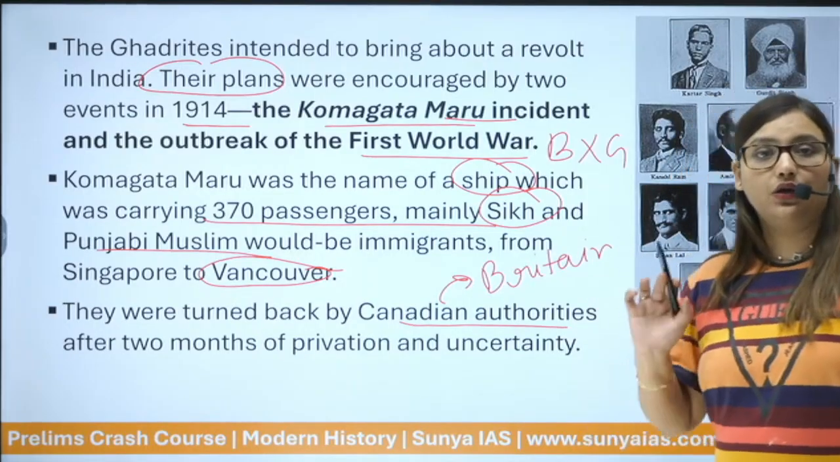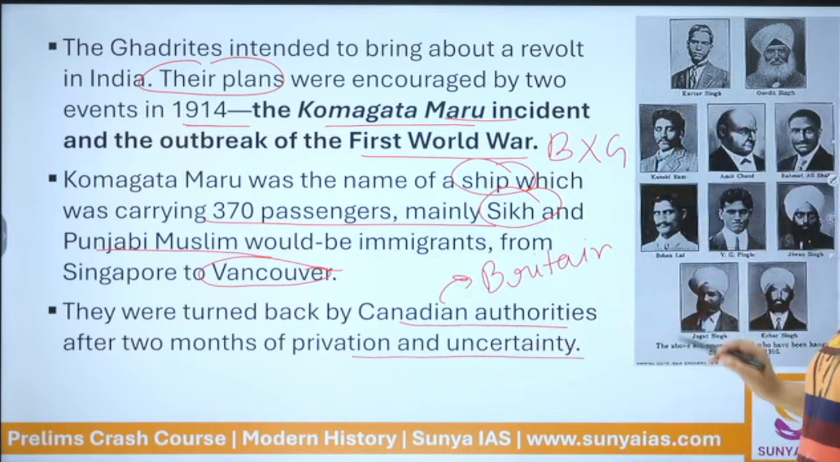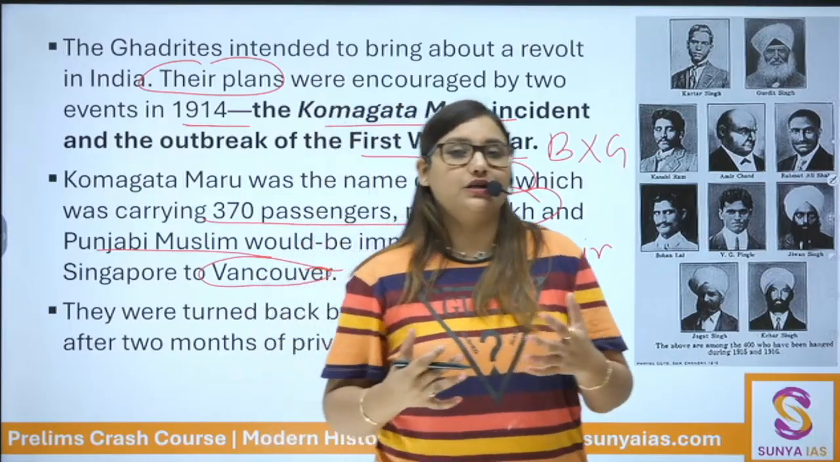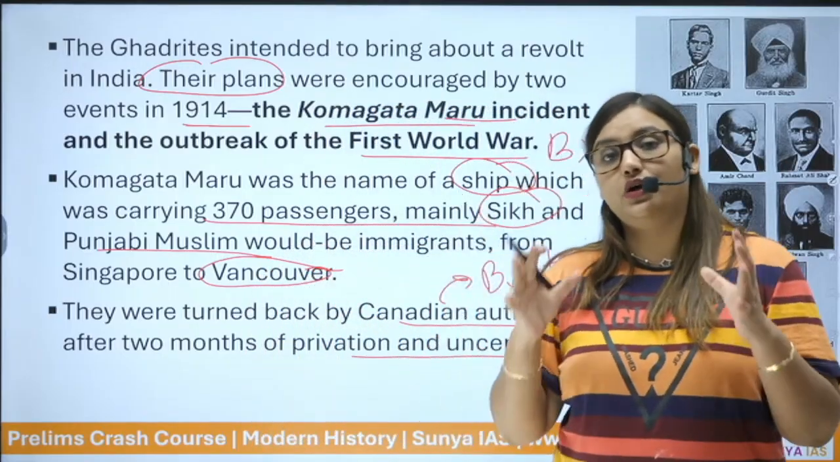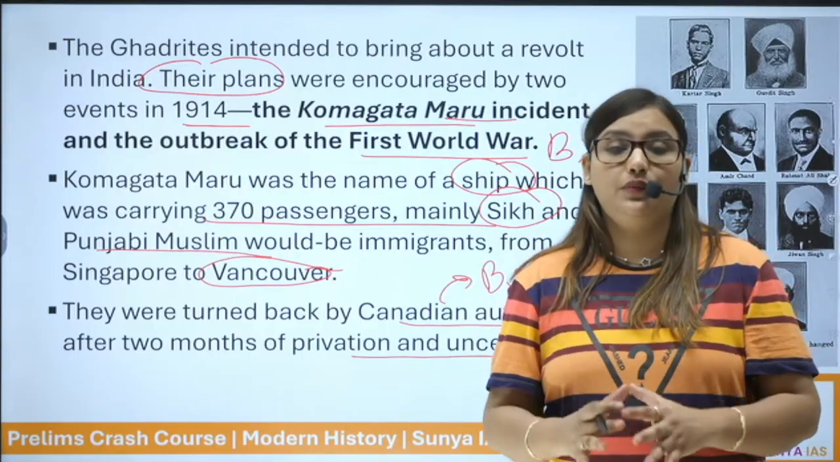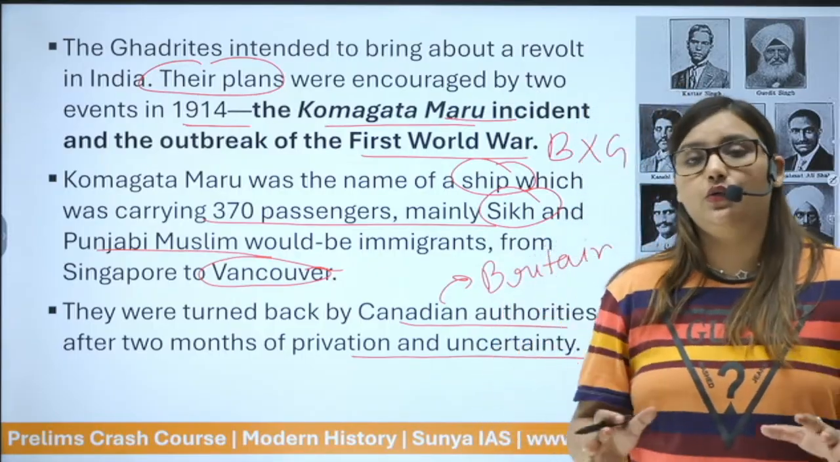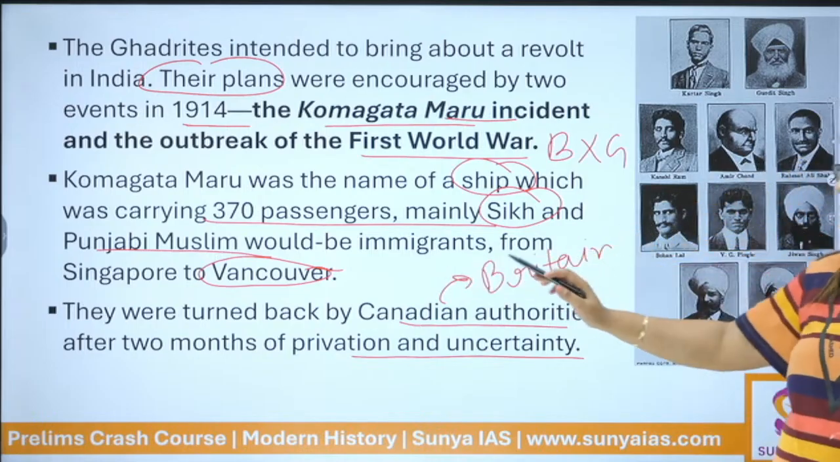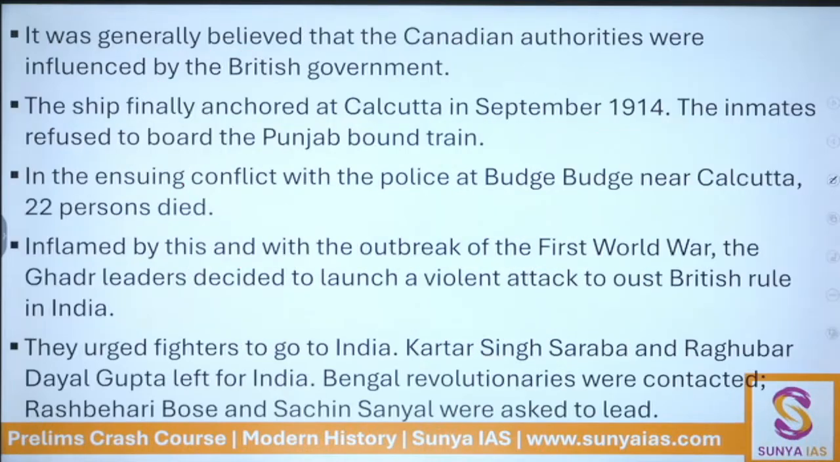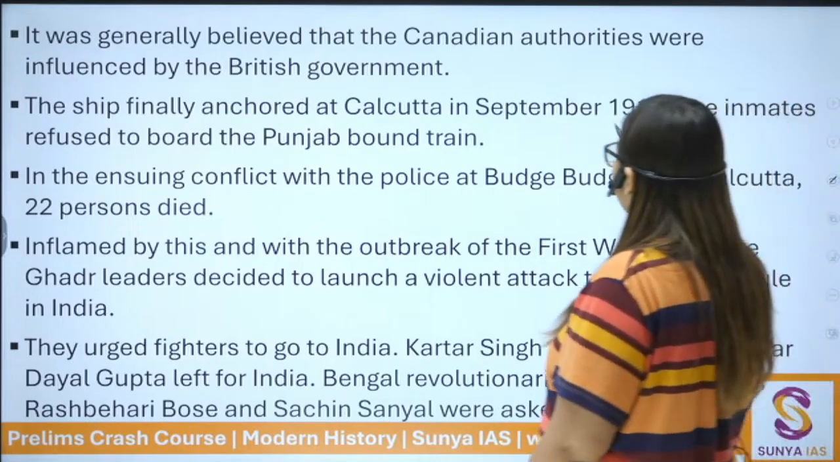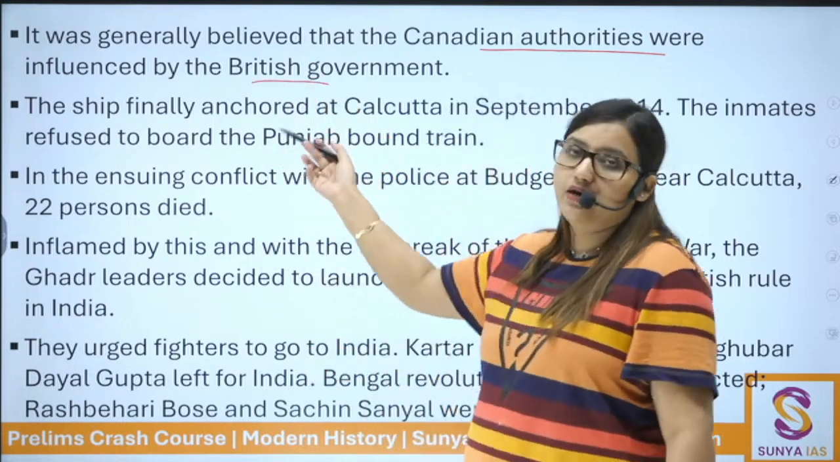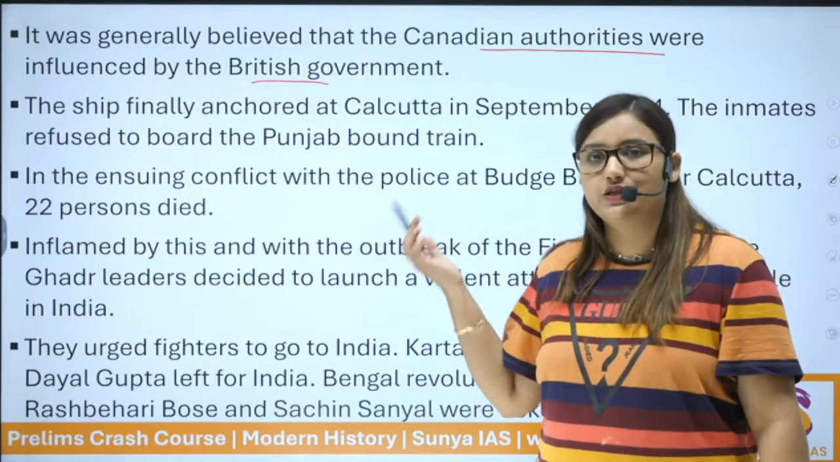Okay. After 2 months of privation and uncertainty, let's just assume what the condition in the ship could be. The ship was held for 2 months just waiting for approvals to enter. They were not allowed to enter and they were sent back. They had come from Singapore, trying to reach Vancouver. But it was generally believed that Canadian authorities were influenced by the British government. So they had no power and time to reach Singapore again.